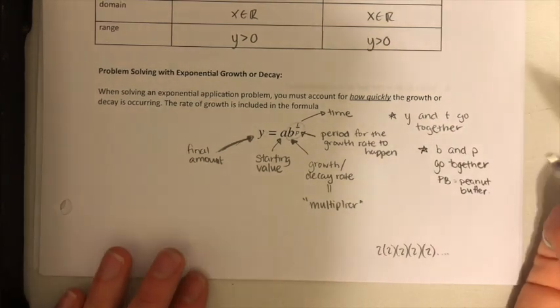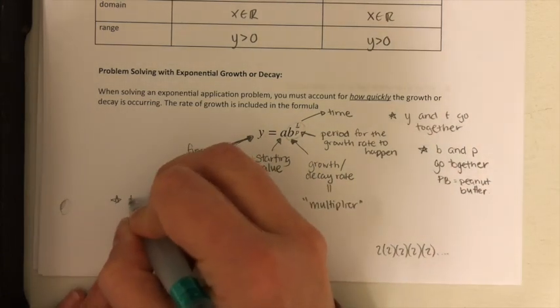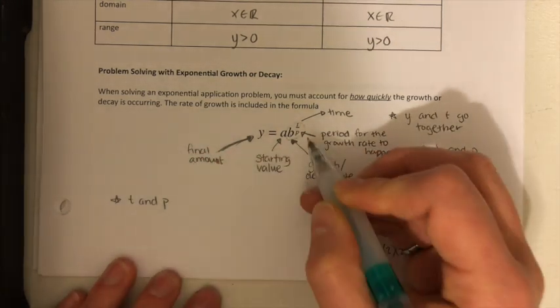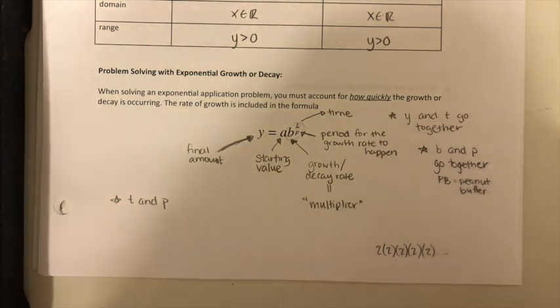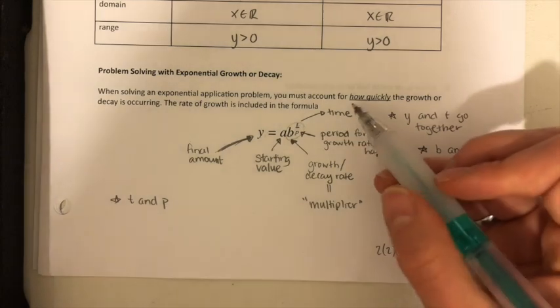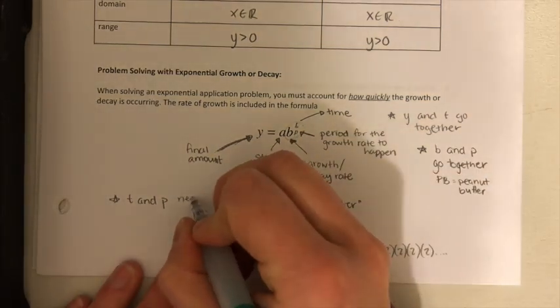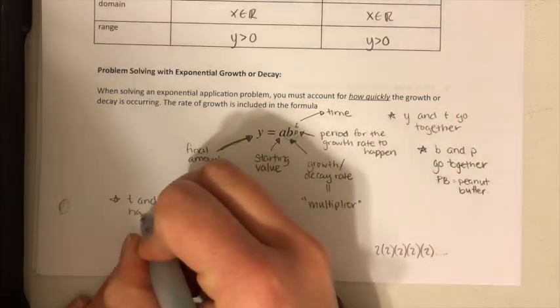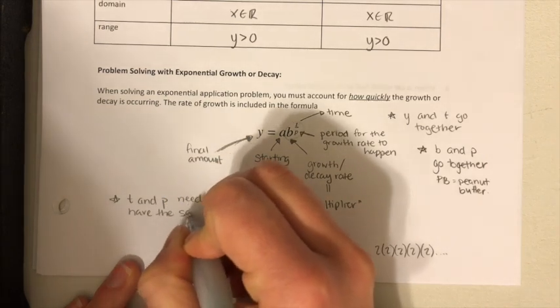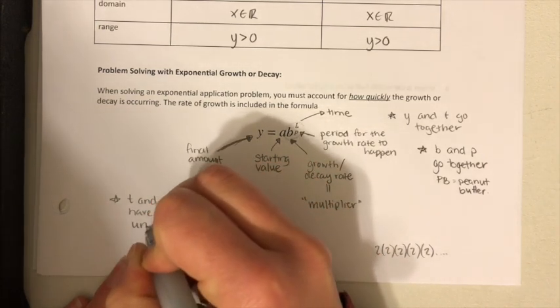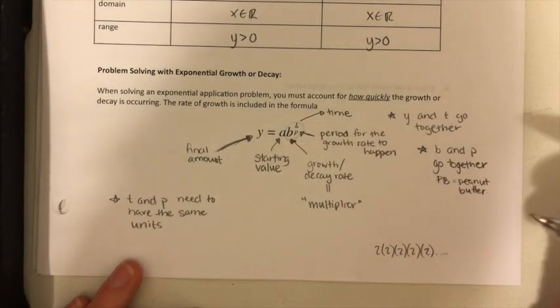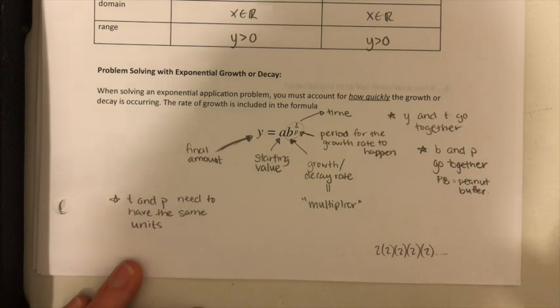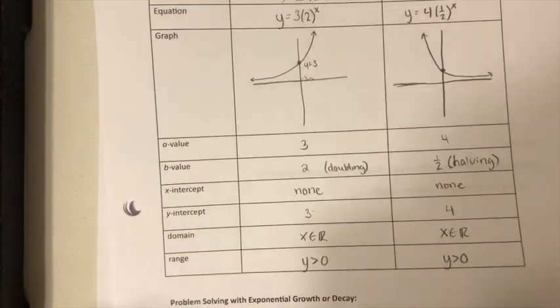The other thing that we need to remember is that t and p, so usually these are application type questions, right? Where they're going to have units and stuff. T and p need to have the same units. So if t is in hours but p is in minutes, we need to convert them to be the same. Okay, so now we're going to do some examples using this.